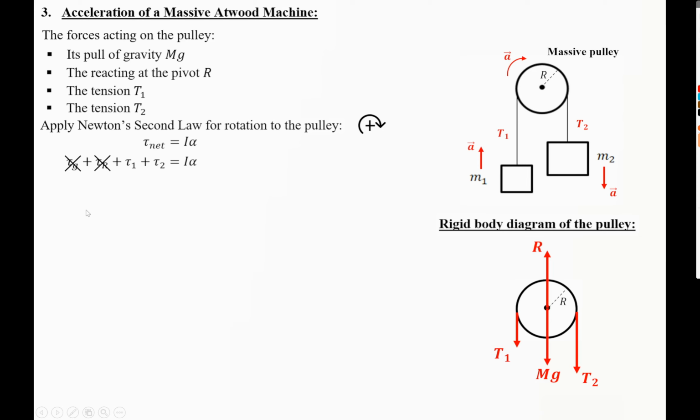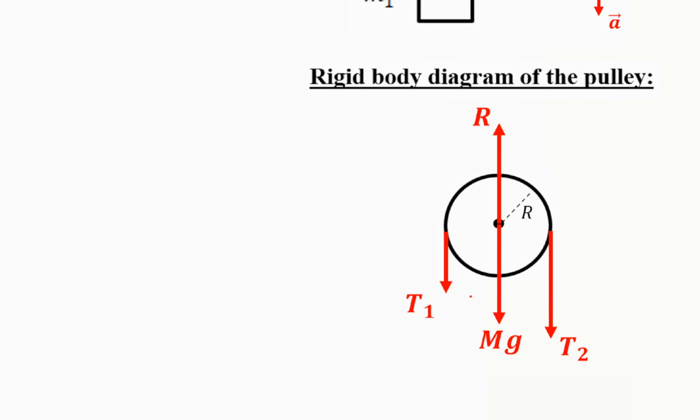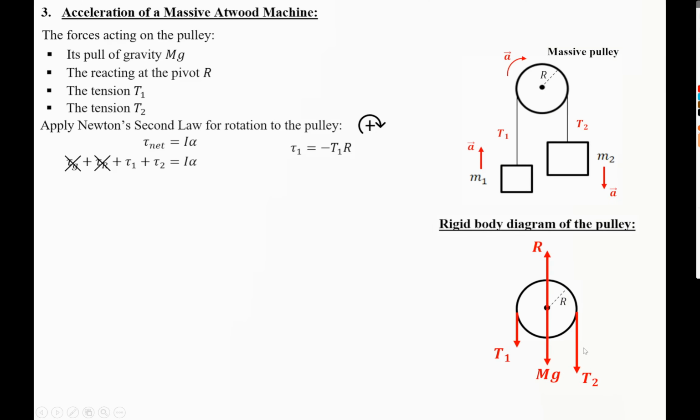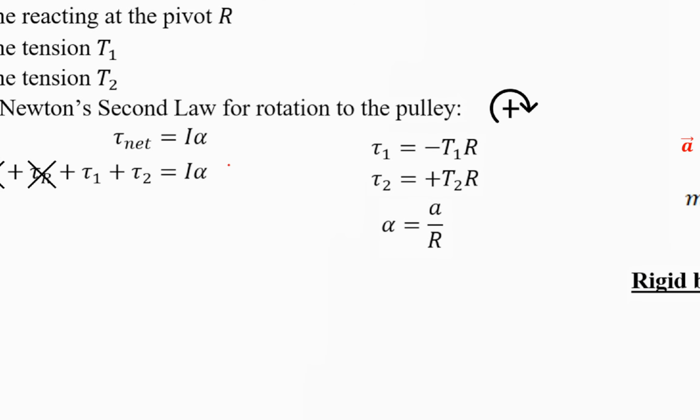The line of action of the force passes through the pivot itself. Now tau 1 is minus the tension T1 multiplied by R. Here we're assuming that T1 and T2 are being tangentially applied to the pulley, so the torque produced by T1 would be minus T1R if this is the positive direction, and the torque produced by T2 would be plus T2 multiplied by R. And alpha, the angular acceleration, is given by A divided by R.